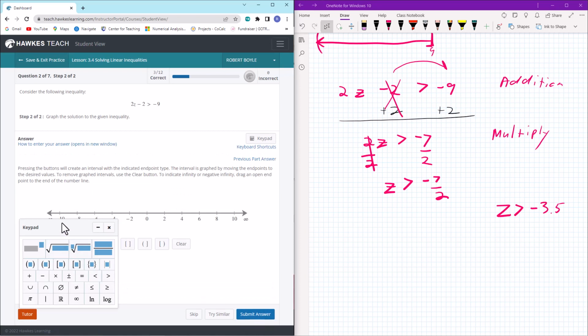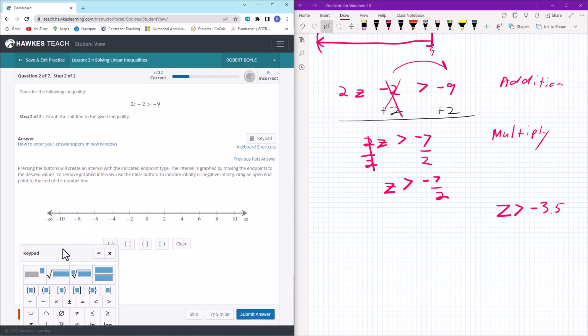Now we need to graph that. Now notice that we are going to start at -3.5, wherever that is. Let's assume that's right here. And we're going to go all the way up to infinity because everything is greater than -3.5. Okay, since we're going all the way up to infinity, we would have a parenthesis there. And since we have a strict inequality, we will have a parenthesis there. So I have a parenthesis here and a parenthesis there.